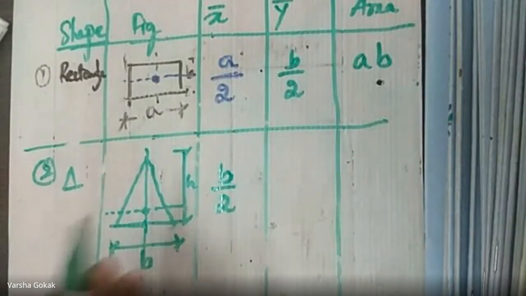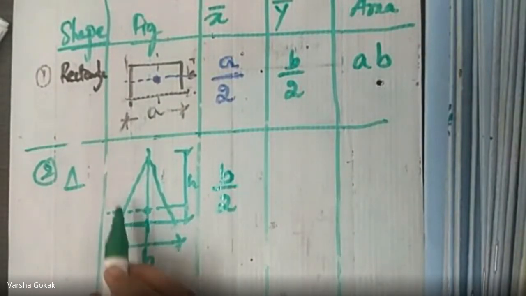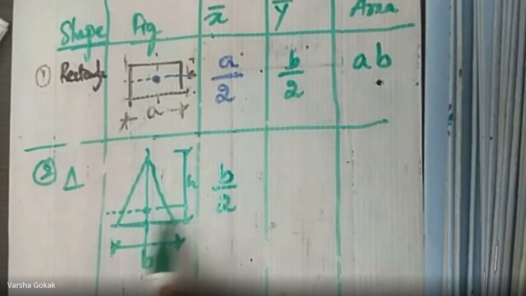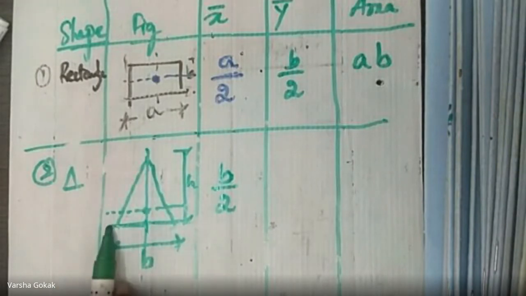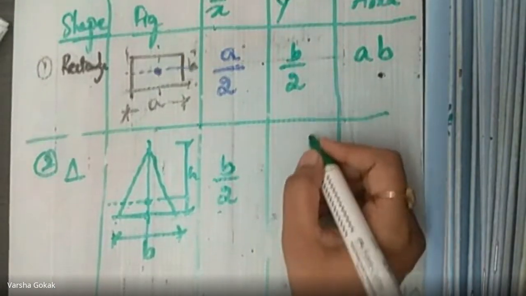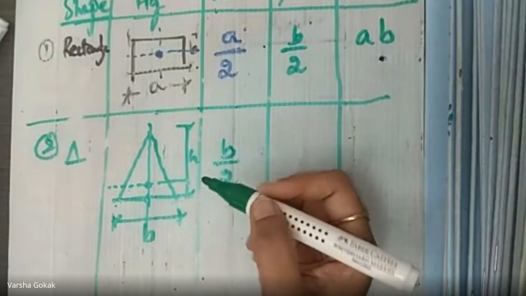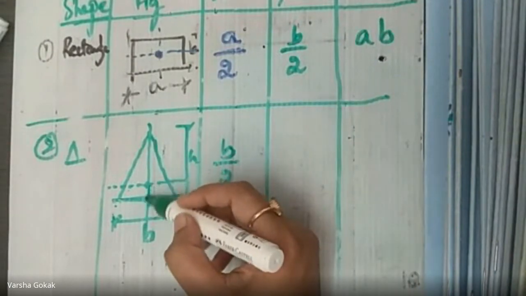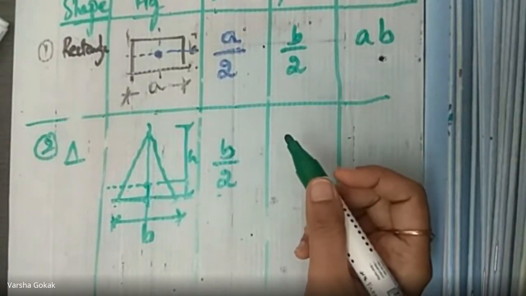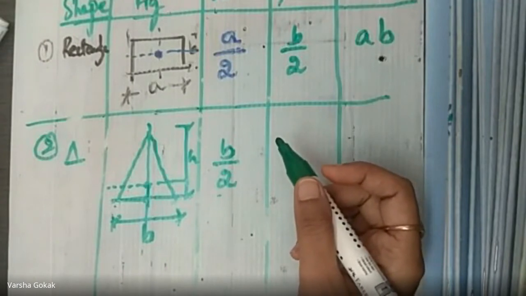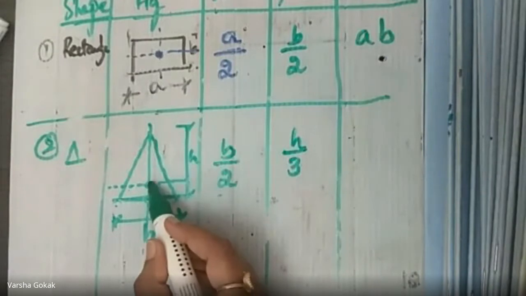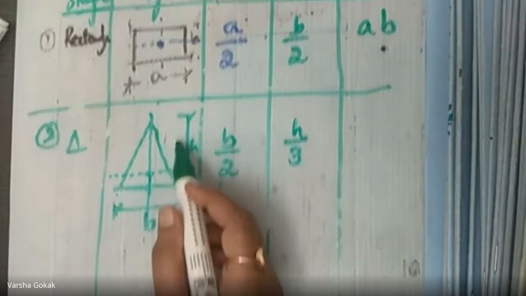Correct? We will assume by default that this is lying in the first quadrant. So like this, your x-axis is here, your y-axis is going to be here. So x bar is B by 2. What about y bar? We have calculated y bar, this distance. How much is this distance in the derivation you got? H by 3. So y bar in case of a triangle is H by 3.